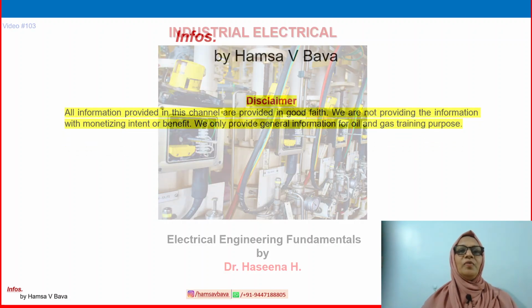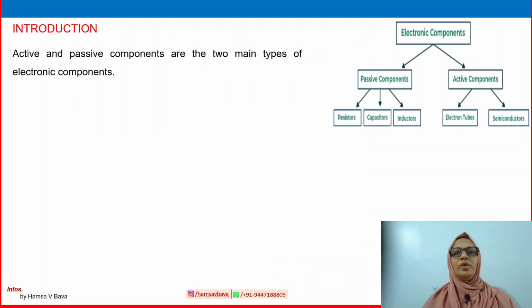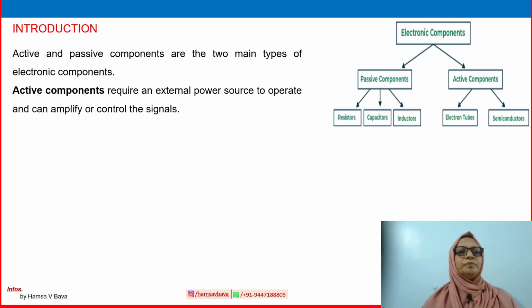Here also, we have to see industrial electrical engineering. Here, we are going to see two important components in electrical or electronics. They are called active and passive components. So, here we can see what you mean by active component, what you mean by passive component, what are the major differences between them, then what is the role and application of these components in our industry.